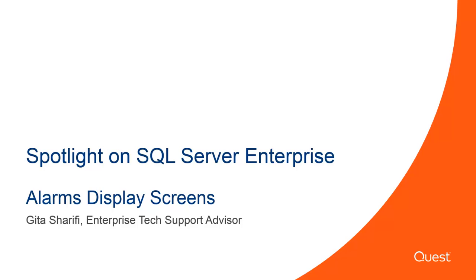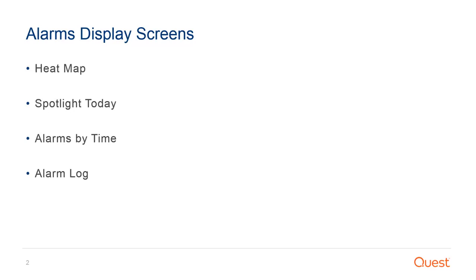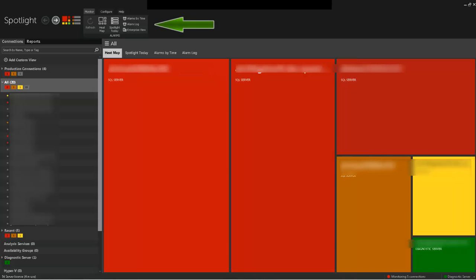Hi, today I'll be demonstrating Spotlight screens that show different representations of Spotlight alarms. These screens are the heat map, Spotlight Today, alarms by time, and alarms log. These screens are available from the monitor ribbon bar of Spotlight.